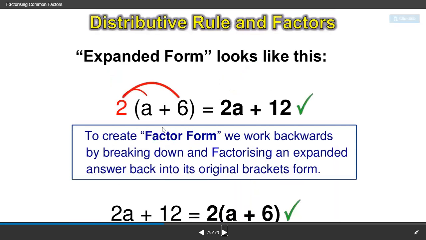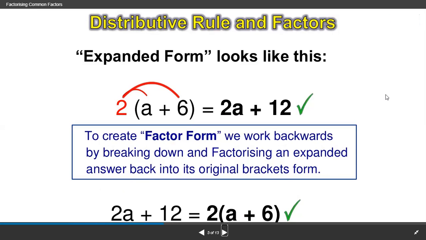Why? Because we want to solve a question like this. As I said before, 2 and then parentheses a plus 6. So we will distribute: 2 times a will be 2a, 2 times 6 will be equal to 12. But now, to create factor form, we work backwards by factorizing an expanded answer back into the original brackets form. Like what? If I start with the question and give you 2a plus 12, we want to know the original. What was it? The backwards of this expression.